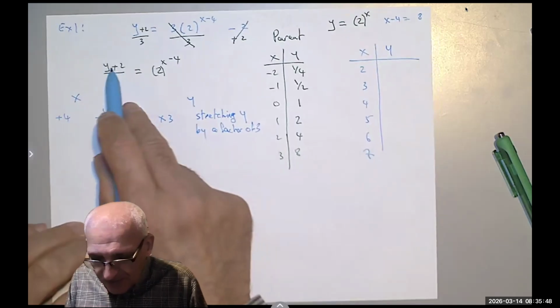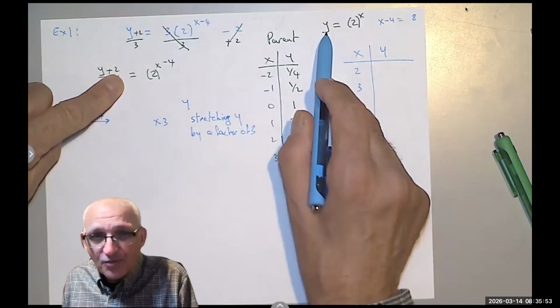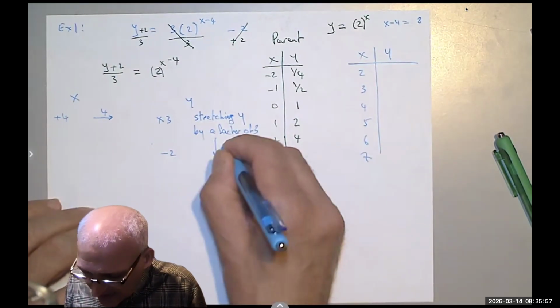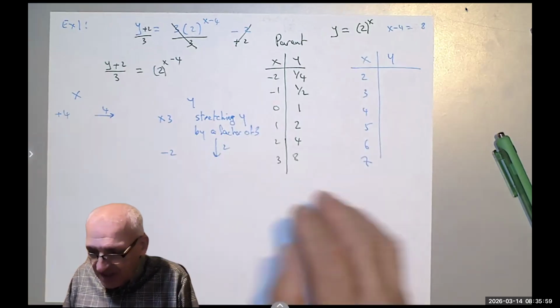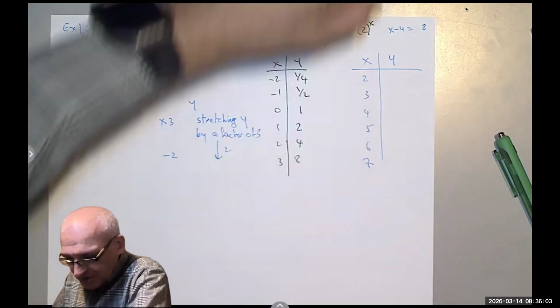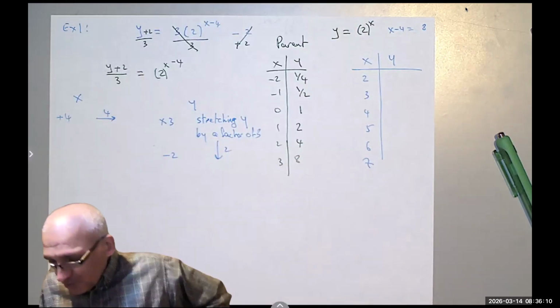Then I'm going to subtract 2 because now I have y plus 2 and in the parent function it was only y. So I have to subtract 2. Subtracting 2 from the y means moving down 2 units. So that's the explanation. I took the parent function, moved it 4 units to the right, stretched the y by a factor of 3 and then moved the whole thing 2 units down. That's it. But how do I do that mathematically?